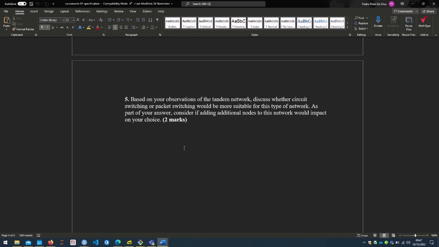Circuit switched, can I see a show of hands for circuit switched network? Alright, packet switched network? Okay, 2-1. I think because the network is relatively simple here, you don't really gain much by using a packet switch network.